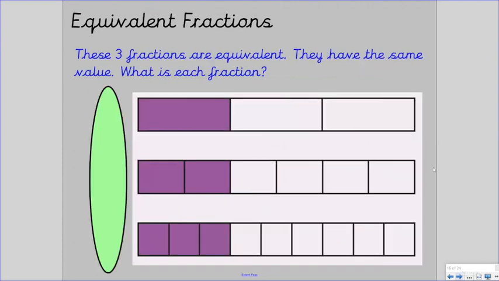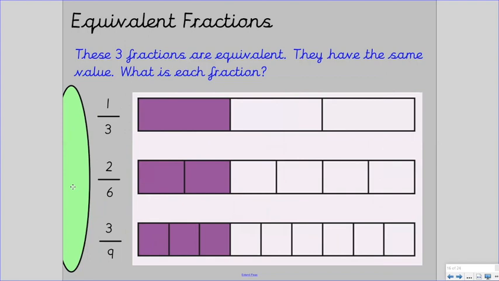So I want you to have a go yourself. These 3 fractions below here are equivalent. They have the same value. But what fraction of each bar has been shaded? So pause the screen and have a go. Okay, did you get them right? Let's have a look. So a third of the top bar has been shaded, 2/6 of the middle bar, and 3/9 of the bottom bar. So these three fractions here are all equivalent. They all mean the same value.